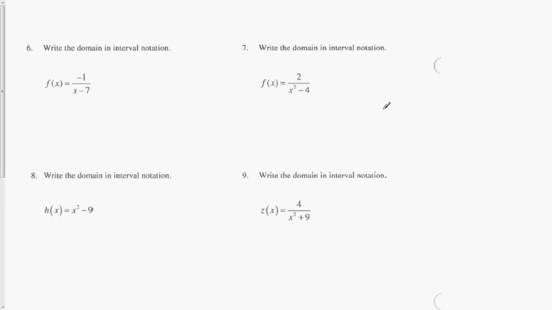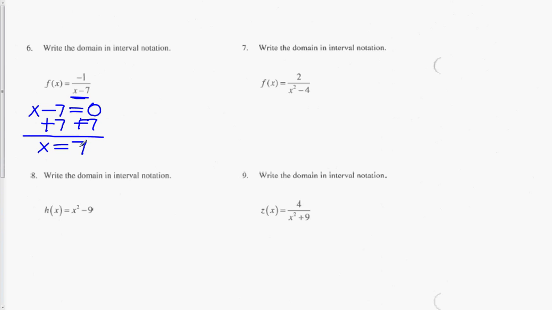So if I'm looking at this next one, number 6, I've got negative 1 over x minus 7. It is a fraction. I have to worry about x minus 7 equaling 0. So let's find out what number would be bad. Well, if I set it equal to 0 and I solve it, that means if I had a 7 in for x, that would be a bad number.